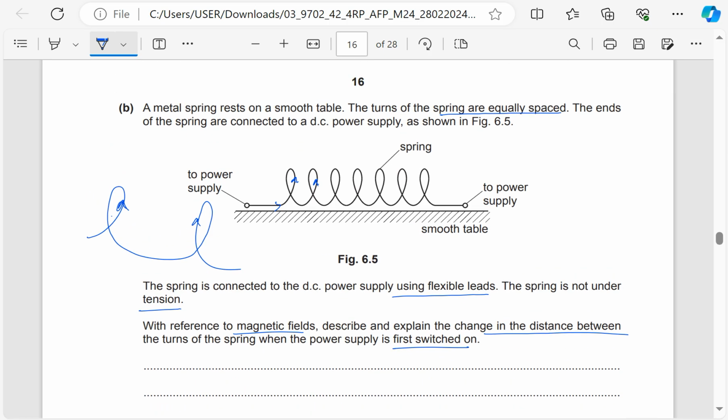First switched on, because there is a change in magnetic field when it is just switched on before it becomes constant. So there's a change in magnetic field because they are carrying current in the same direction. By Fleming's left-hand rule, if you remember the Helmholtz coils, if they carry current in the same direction, they experience an attractive force. So the coils, because they are flexible, are most likely going to move closer to each other.